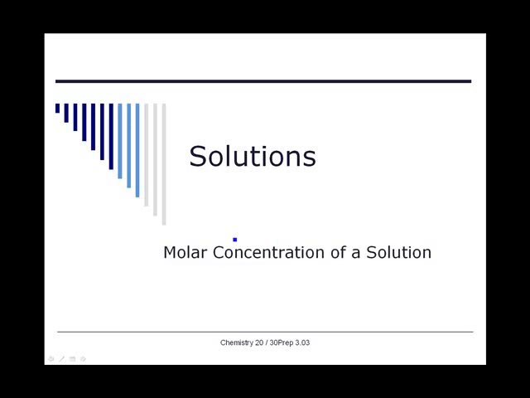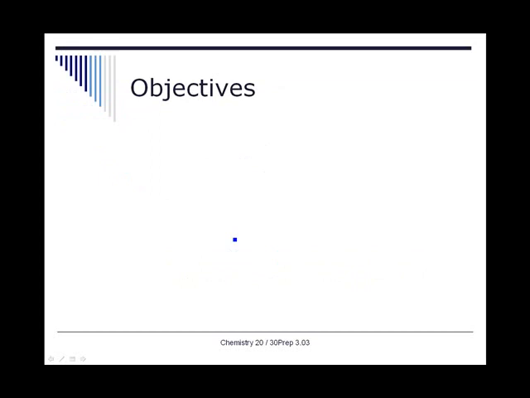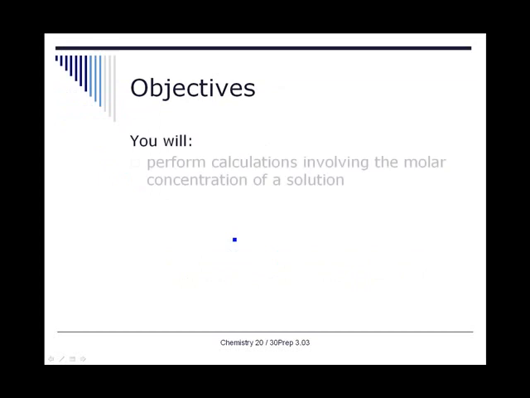This lecture we're going to be discussing the molar concentration of a solution, and in your textbook it's pages 190 to 195. By the end of this lecture you will be able to perform calculations involving the molar concentration of a solution. The two formulas we're going to be really working with are concentration is equal to N over V, the number of moles of solute over the volume of our solution, and we're also going to be using our molar mass formula, where molar mass is equal to mass over moles.